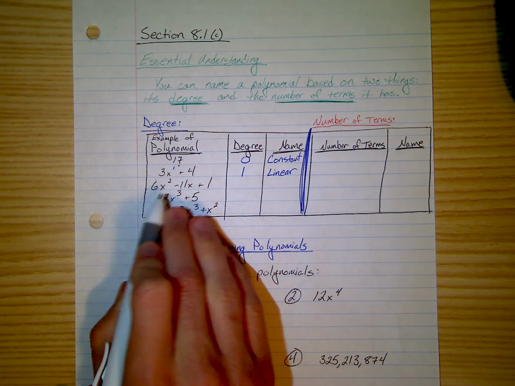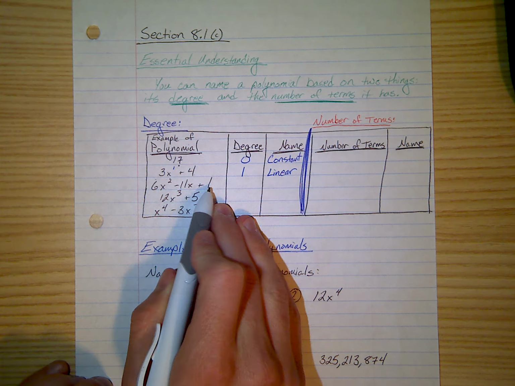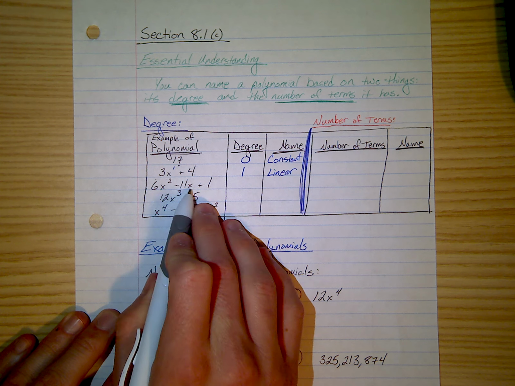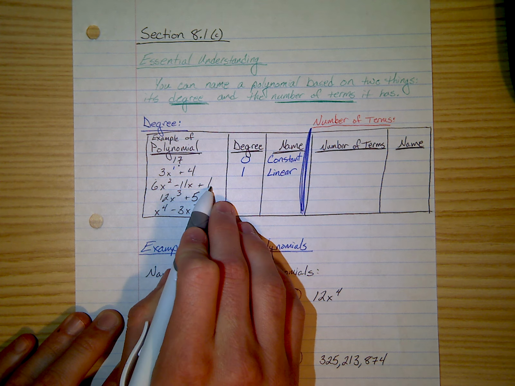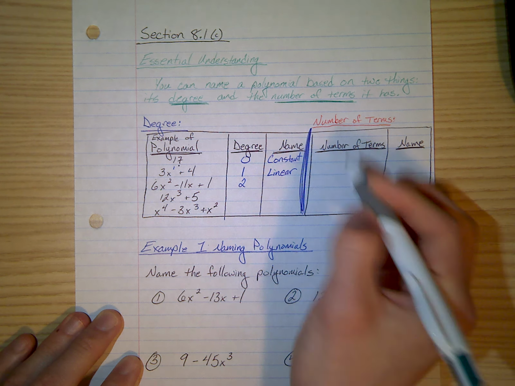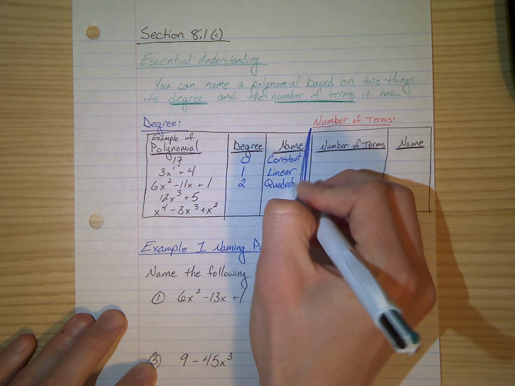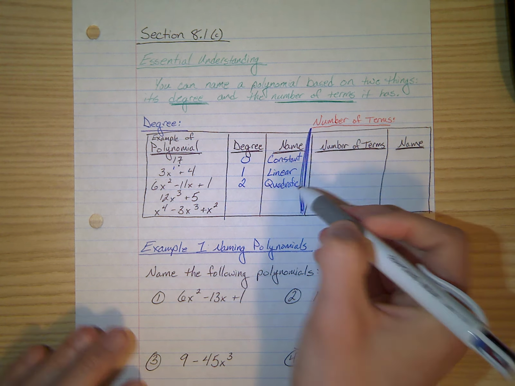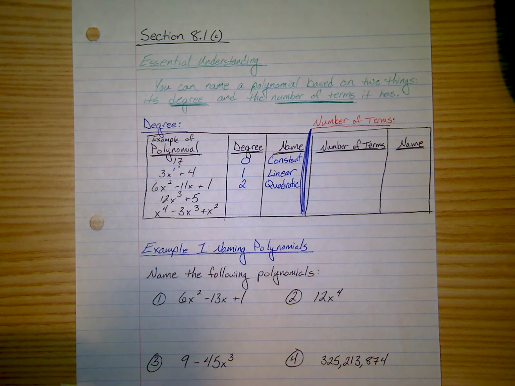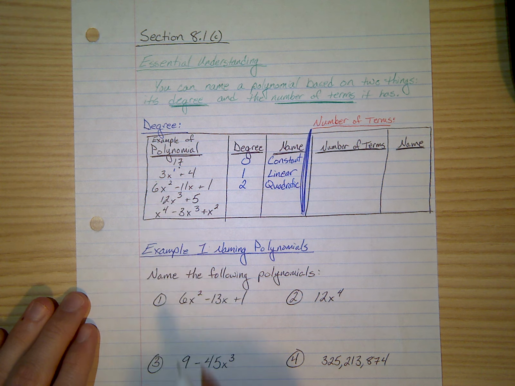Our third example here is 6x squared minus 11x plus 1. And again, this is written in standard form. We go degree 2, degree 1, degree 0. Constant, linear, and then our new one, which is degree 2, and we call those quadratics. Okay, chapter 8 is about quadratics, so we are going to be spending a lot of time on these x squared polynomials.